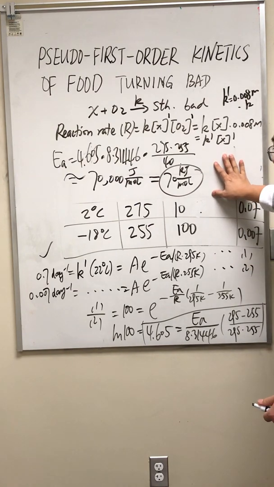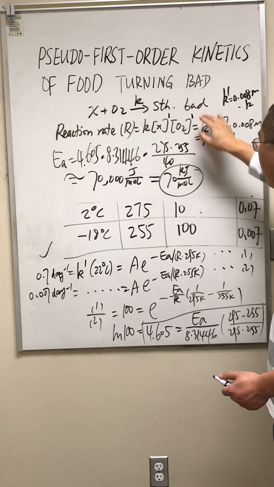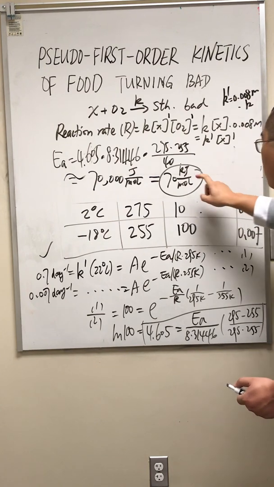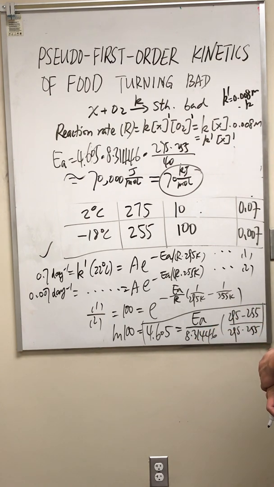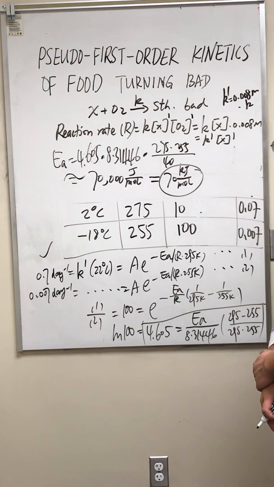It tells you the activation energy for your food reacting with oxygen and turning bad is roughly 70 kilojoule per mole. This is roughly 3 times the hydrogen bonding energy in water. This is roughly 1/6 of the carbon hydrogen bond energy or oxygen hydrogen bond energy.